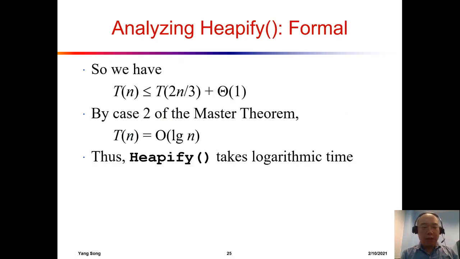Okay, so if we start from this recursive definition of Tn, you will be able to prove that it is case 2. And using case 2 of the master theorem, you will see the cost of the Heapify, even in the worst case, is a log n algorithm.